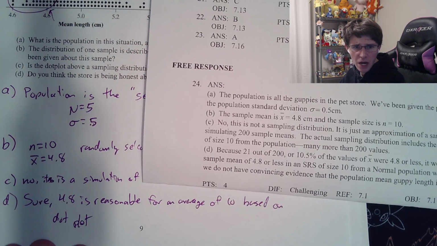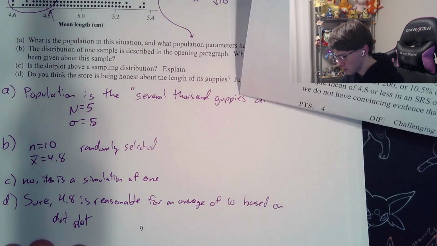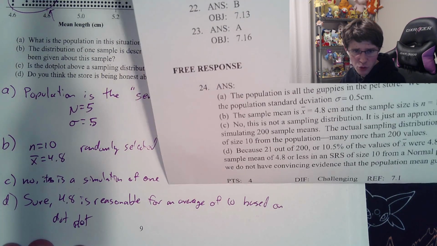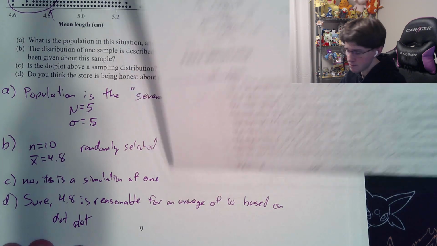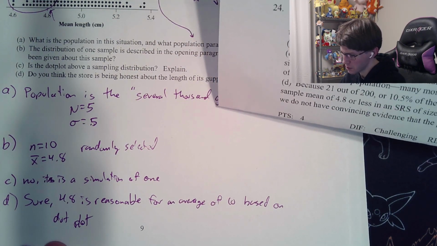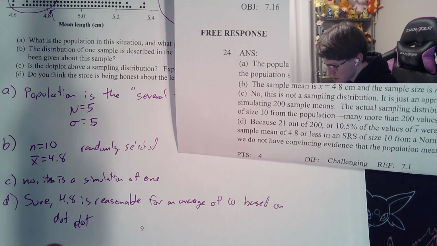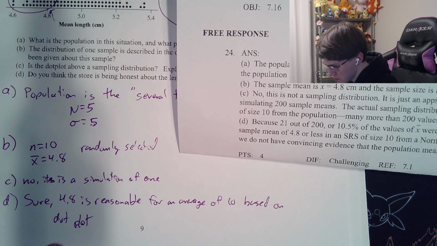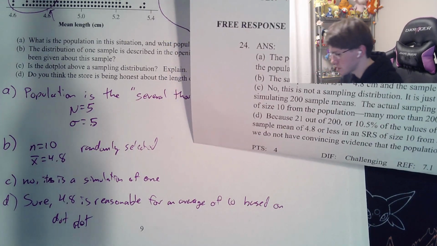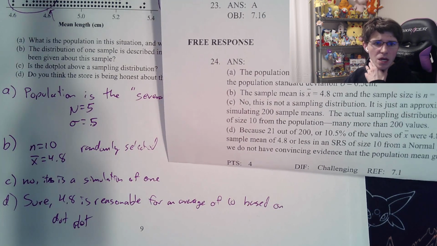So, letter A, the population is all the guppies at the pet store. Okay, good. Given the population mu is 5, standard deviation 0.5. We did beautiful here. They used a few more words, I think. My few words is fine. Okay, sample mean is 4.8. Beautiful. Sample size is 10. Beautiful. Randomly selected. I think my answer is better because I answered randomly selected. I'm giving them a P on this one.